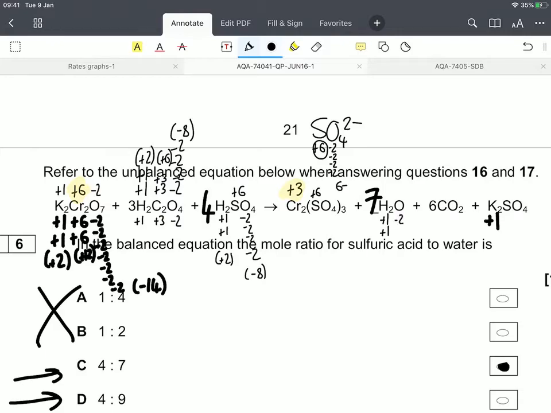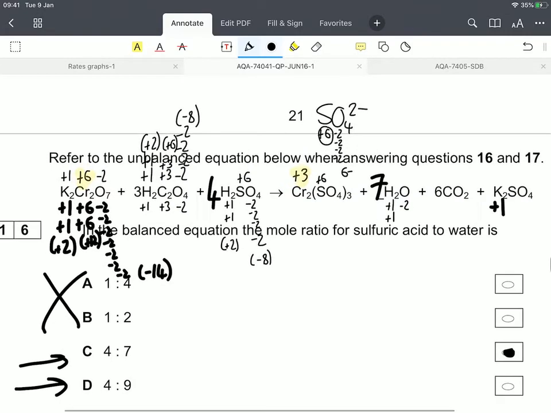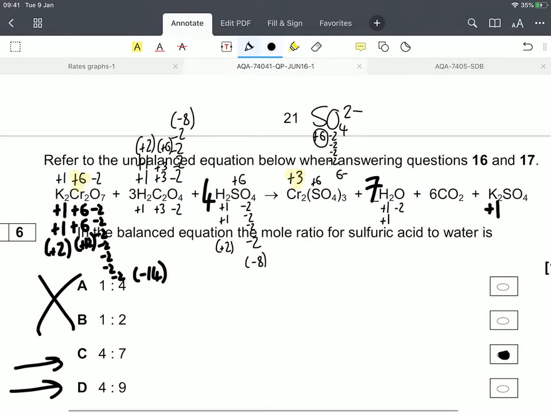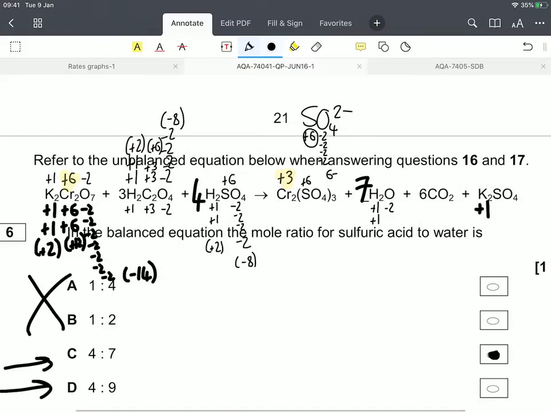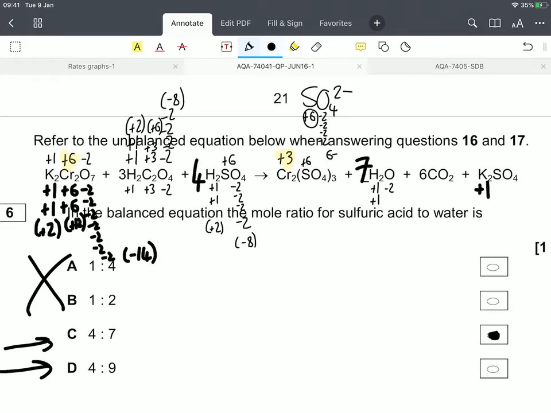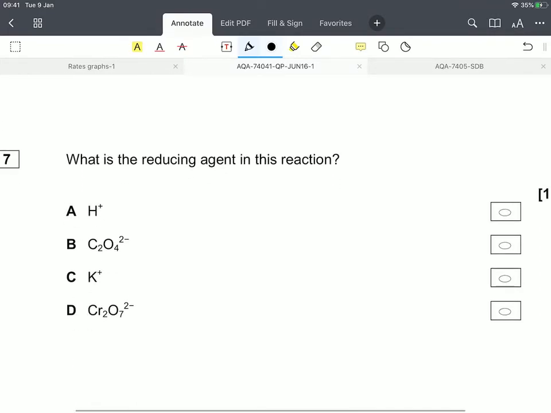+1, +1, -2, right? That's the same. Oxygen's always -2 on the left. Hydrogen started out as +1, so that hasn't changed either. So we haven't got many choices left now. Carbon dioxide, -2, -2, -4, +4, okay. +4, +3. That's an increase in oxidation state. Carbon is the thing that's been oxidized, or carbon in the ethane dioate ion, which is this thing.